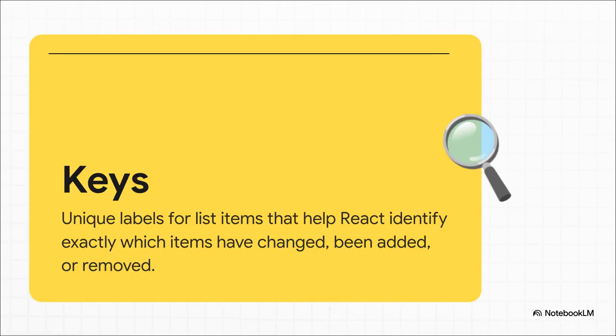And this whole system gets even smarter when you're dealing with lists. To help React be as efficient as possible, we give each item in a list a unique key. It's basically like a name tag. This lets React know instantly if an item was added or just moved around, so it can make the updates with pinpoint accuracy instead of guessing.